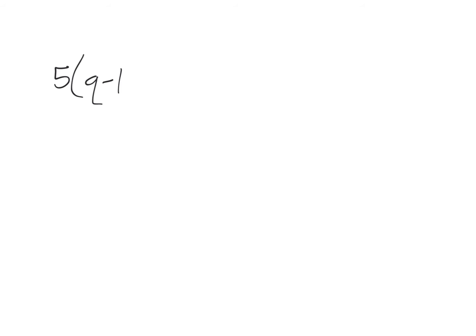So far I have 5 times q minus 1. I'm closing my parentheses. I say minus 3 equals 12 minus q plus 2. So I'm solving for q, and I personally like to have the variable on the left side and everything else on the right. I like to move things over and eliminate things so that the variable is on the left and everything else is on the right.